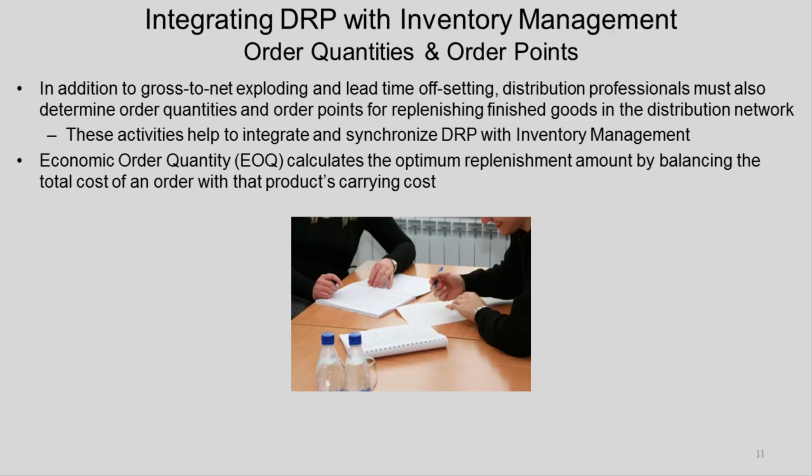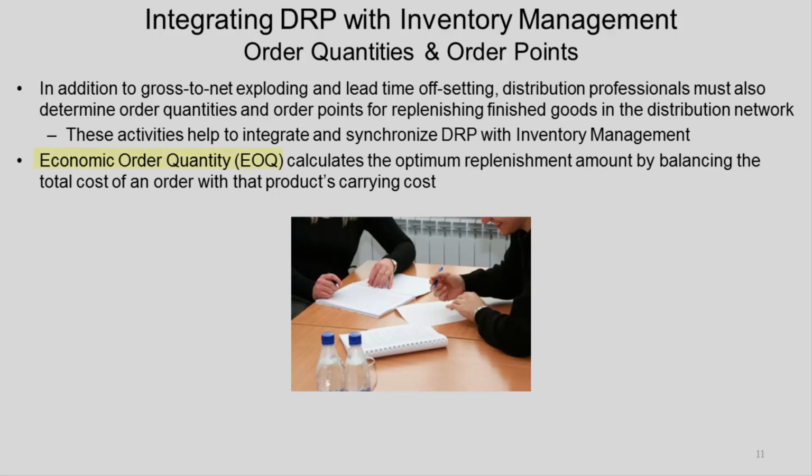So these activities in our hash mark help to integrate and synchronize DRP with inventory management. Because we might know time-wise in a time bucket when we need to order. But should that order quantity be 1,000? Should it be 5,000? Should we wait till it gets down to 200? These are the considerations that the integration of DRP and inventory management help us to contemplate.